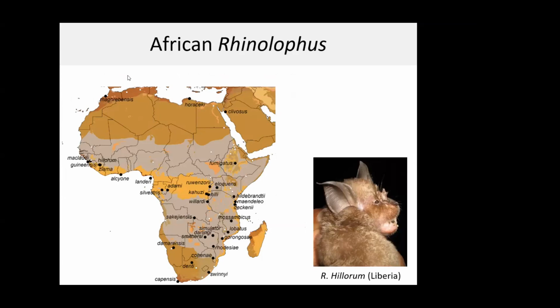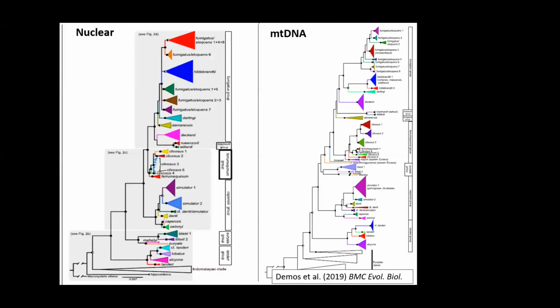One example is the genus Rhinolophus that they published on recently. And what I wanted to show you was, again, not the details. The details are totally not important here. What I wanted to show you rather is just how confusing the situation is and how much more diversity there is than we think there is.